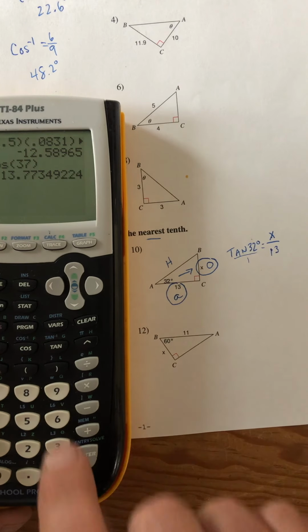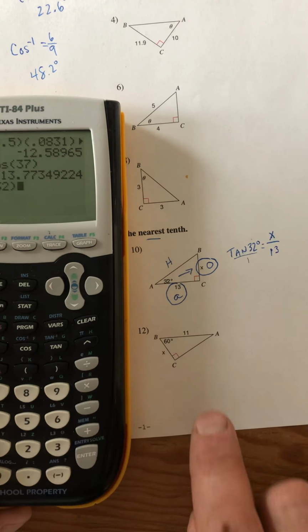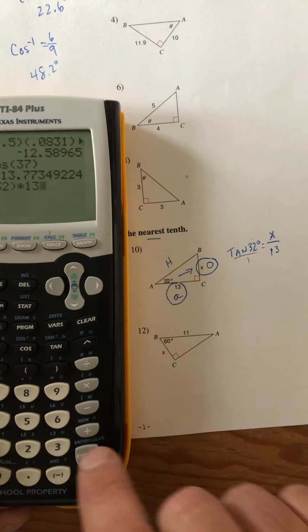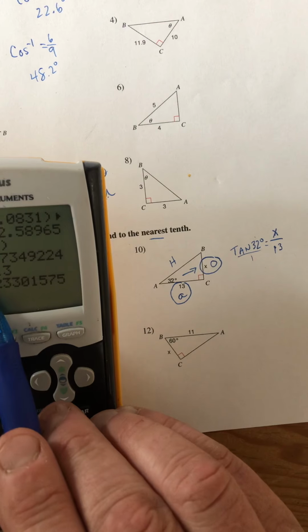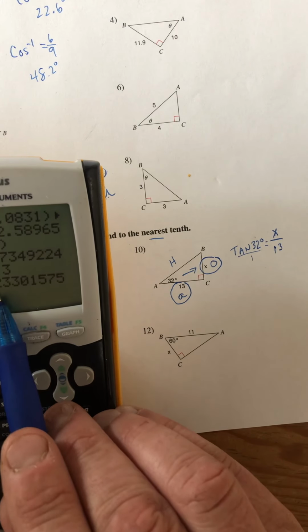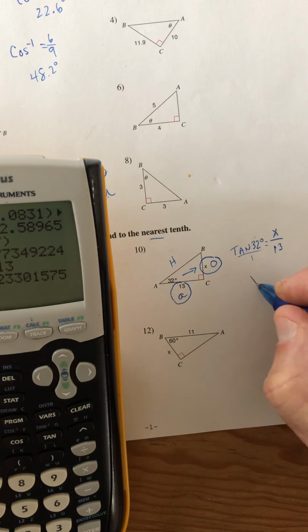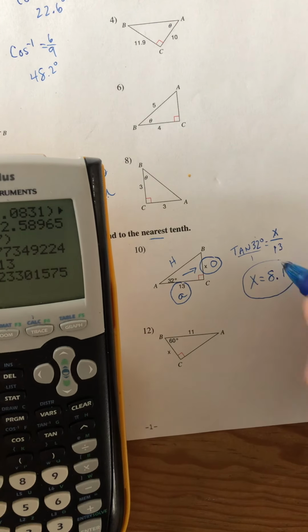So we're going to have tan 32, close your parentheses, times 13, and we get 8.12. We're looking to round the 1 because it's in the tenth place. Look at the number after. If it's 4 or less, we're going to keep that number the same. So we're going to get x equals 8.1 as your answer.